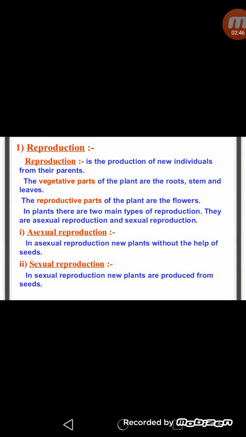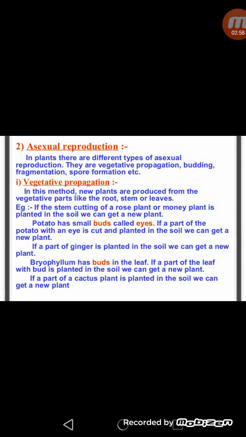In the same way, if we are talking about plants, we can say asexual reproduction occurs without the formation of seeds, whereas in sexual reproduction seeds are produced. Now I will explain today in this video the first main important type of asexual reproduction, that is vegetative propagation. In plants there are different types of asexual reproduction. They are vegetative propagation, budding, fragmentation, spore formation, etc. So in today's video I will explain about vegetative propagation.